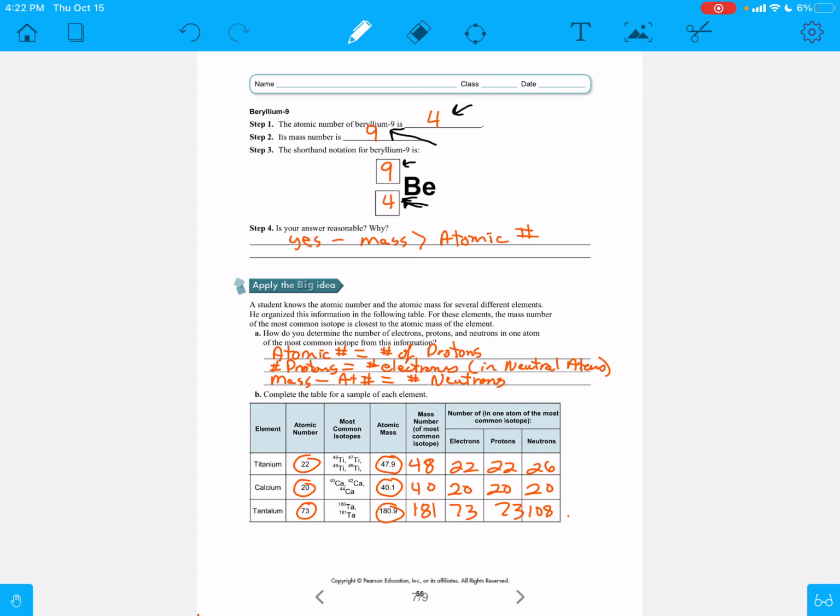And is this answer reasonable? Yes, because the mass is usually greater than the atomic number. Okay, unless it's hydrogen, the mass is always going to be greater than the atomic number.